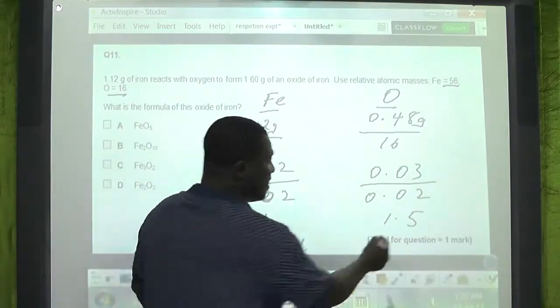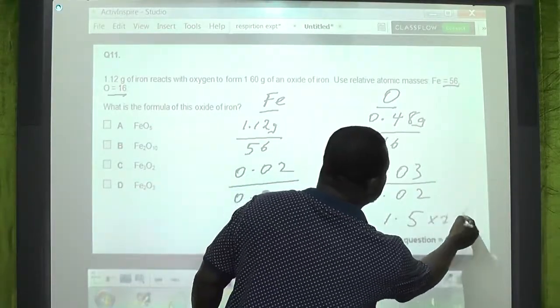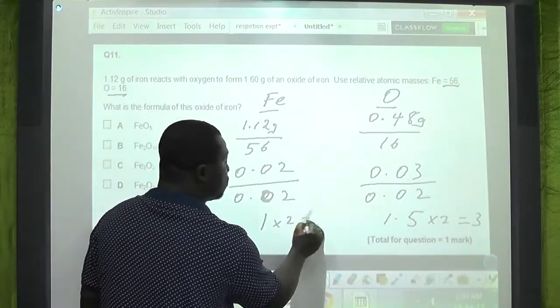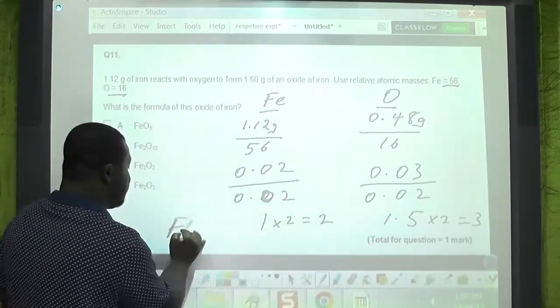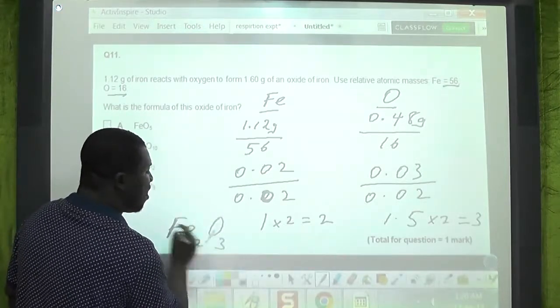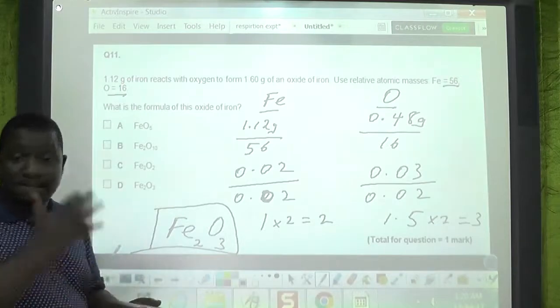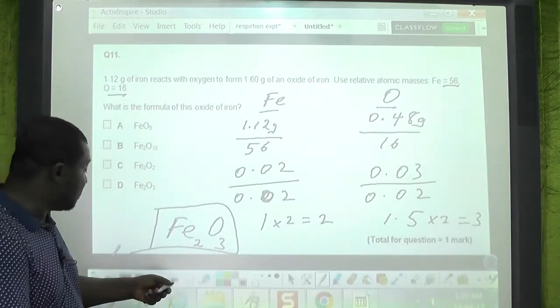Make it a whole number. We multiply it by 2, which is equal to 3. Whatever you do to it, you do to this. Multiply by 2, which is equal to 2. So we have Fe2O3. All these we already did in the video for empirical formula in a much slower manner. This is a simple one from IGCSE.